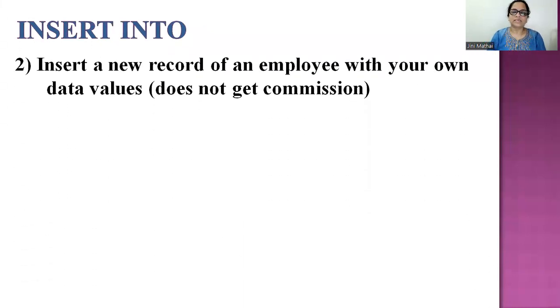The other example says that I'm inserting a record, but now this particular employee doesn't get a commission. So what do I do? How do I go about it? I can do the following. I say insert into the name of the table, that is EMP, values. The first one was employee number, so I write some employee number.